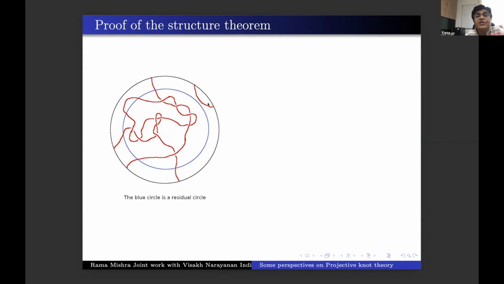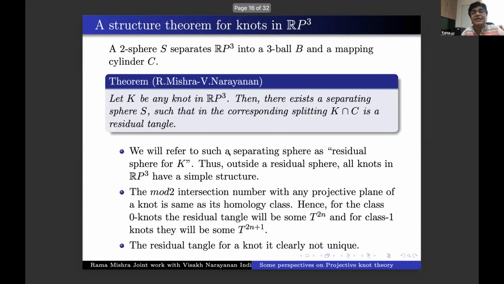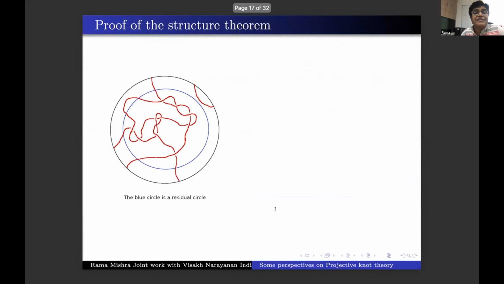Whereas if this situation occurs, we can enlarge it and bring it inside in such a way that these two will split into double, like instead of just one arc, there are two tangles. So eventually we'll end up getting tangles outside this particular circle. And if you blow up this circle, it's like your residual sphere. So all knots in RP3 can be shown to have this kind of structure as a diagram.